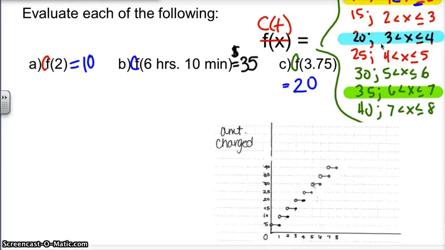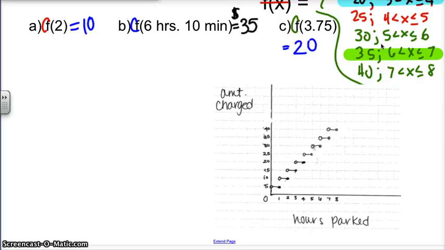The problem doesn't ask for it, but down below is the graph. Notice that it does look like a stair step, referred to as a step function. So when you're thinking about evaluating, you can also look at the graph. C of 2 falls anywhere from 2 to 3 in here. For letter B, the cost of 6 hours and 10 minutes fell in here. And for letter C, the cost of 3 hours and 45 minutes fell in here. So whether you're looking at the graph or the equation, the values are still the same.